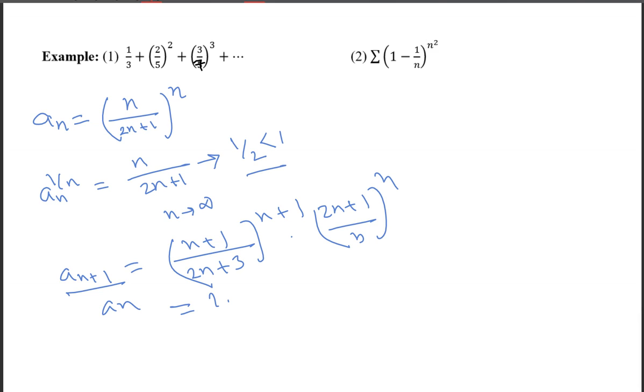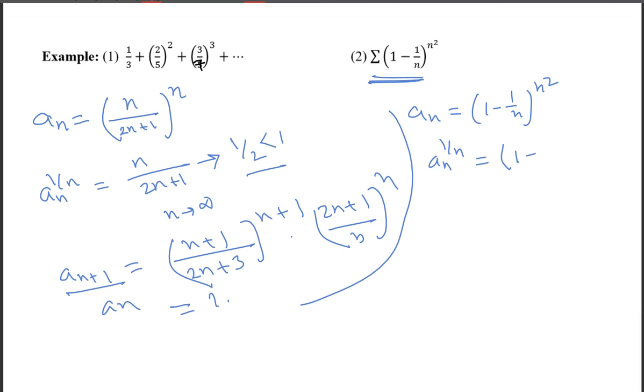Now come down to this example quickly. Can you tell me what an is? an is equal to 1 minus 1 by n, to the power n square. So taking the nth root, it becomes 1 minus 1 by n to the power n, which tends to 1 by e. So the limit as n tends to infinity is e inverse, that is 1 by e. Now is 1 by e less than 1 or greater than 1?